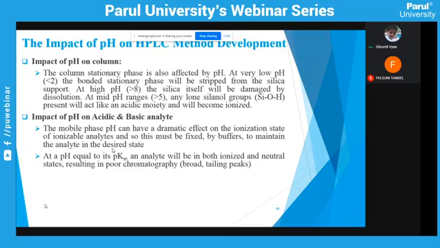Now we'll see how pH affects acidic and basic analytes. pH has a dramatic effect on the ionization state of an ionizable analyte, and so this must be fixed. How can we fix it? By using a buffer to maintain the analyte in the desired state. Also, as discussed earlier, if we keep the pH equal to its pK, what will happen? The analyte will be in both states, ionized and neutral, resulting in poor chromatography. This we have already discussed, right?